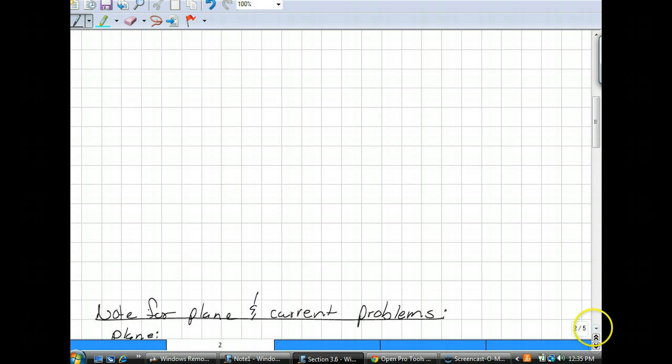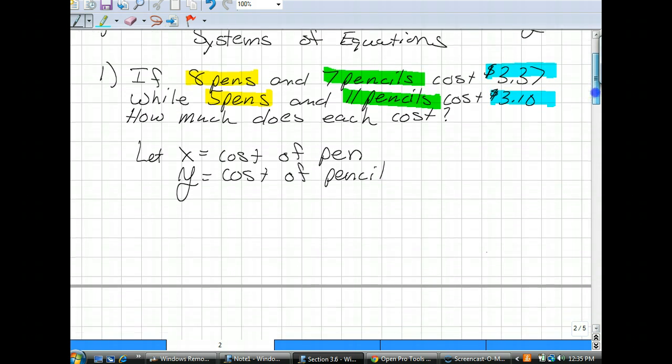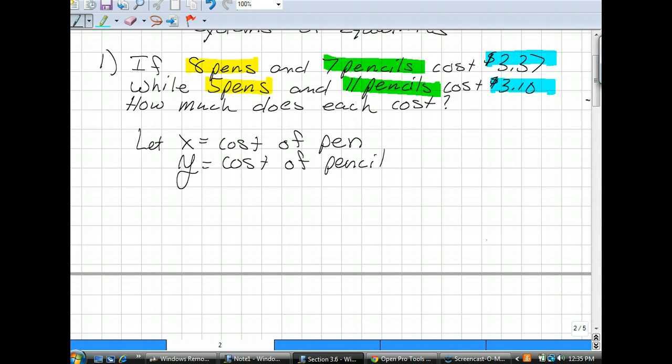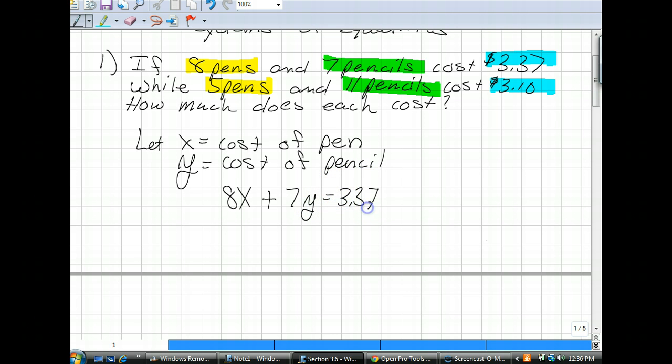Right? Then the next step is to find equations. Okay? So 8, or the number that you buy times the cost equals how much you spent on each one. So the amount I spent on pens, 8x, plus the amount I spent on pencils, which is represented by 7y, equals $3.37. That's our first equation. Then our second one, we bought 5 pens, so 5 times the cost plus 11 pencils times the cost, and that time we spent $3.10.